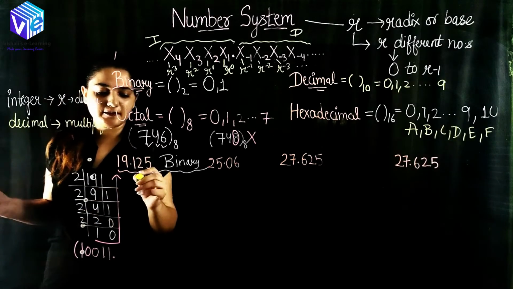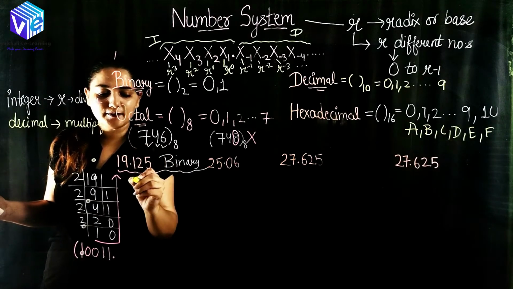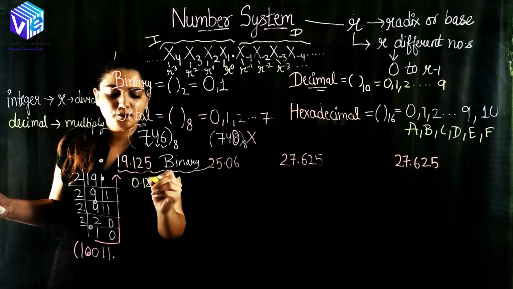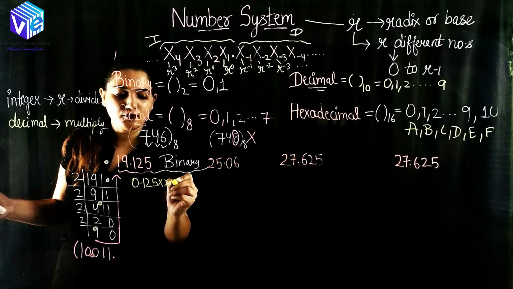Now coming to the decimal part. I have to multiply it with 2. So I'll multiply 0.125 by 2. What will I get?